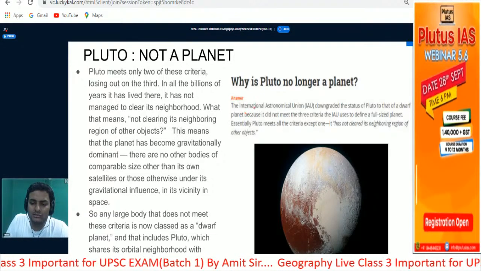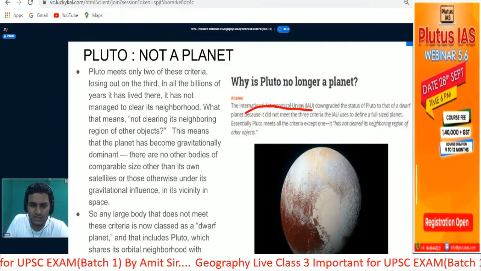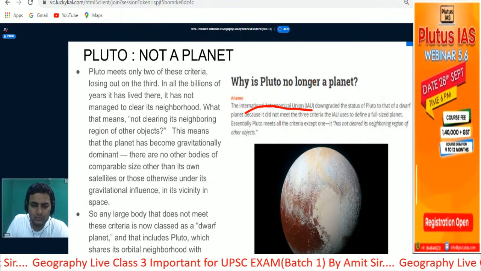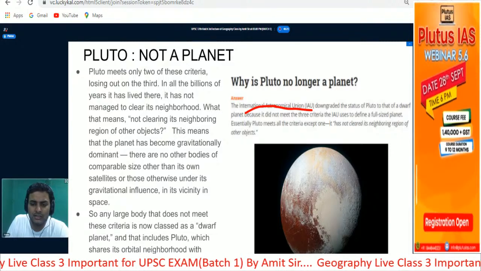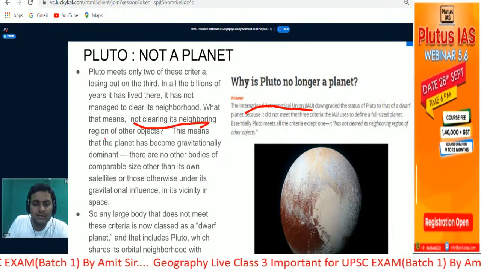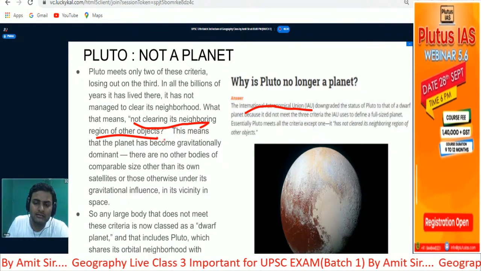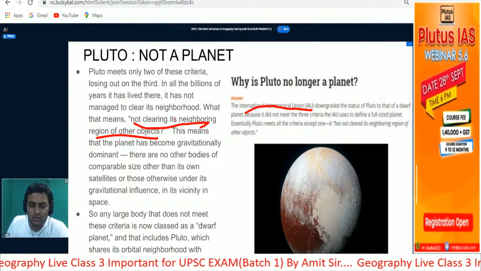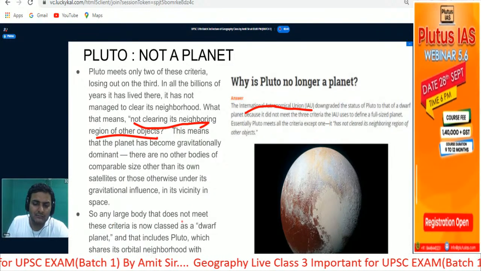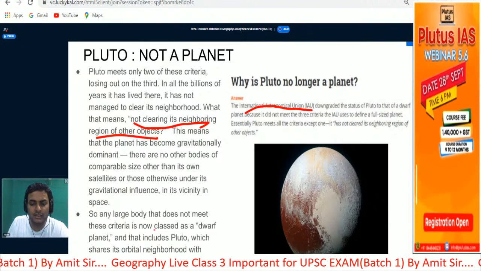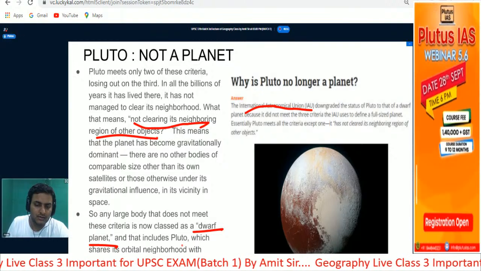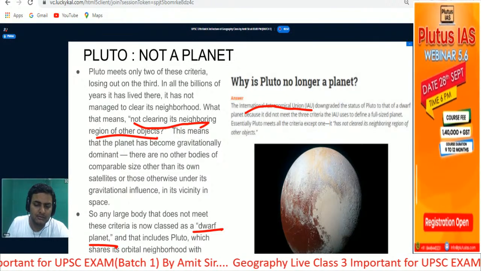The International Astronomical Union has decided three criteria for a body to be considered a planet. Pluto meets two of them, being of stony material and the other. But the third one is that it has not cleared its neighboring region of other objects. Pluto was not able to meet this criterion, so it was considered a dwarf planet. Any large body that does not meet any of the three criteria is classified as a dwarf planet, which includes Pluto now. Its orbital neighborhood is shared with Kuiper belt objects such as Plutinos.